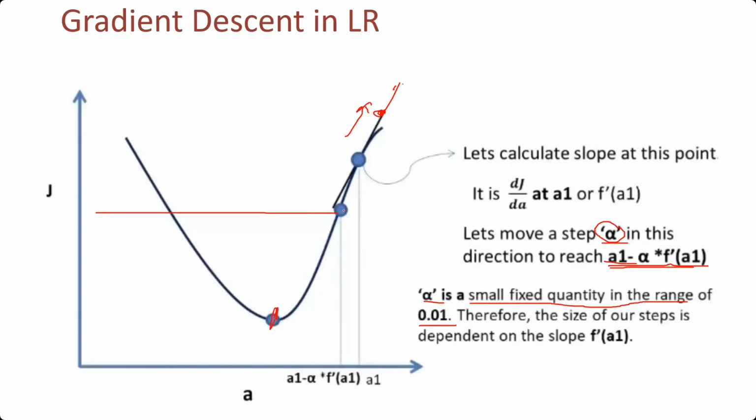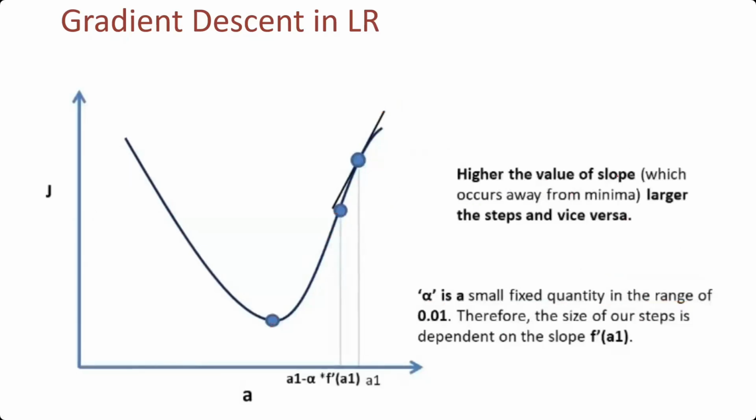And if I'm reaching towards the global minimum, then again I will calculate this delta A1, so that this change in A1 will minimize the cost function. Therefore the size of our steps depends on the slope f dash A. The next point that I will reach would be this one. The higher the slope away from the minima, the larger the steps, and vice versa. Here alpha is a small fixed quantity, so the size of steps depends on the slope, alpha f dash A1.